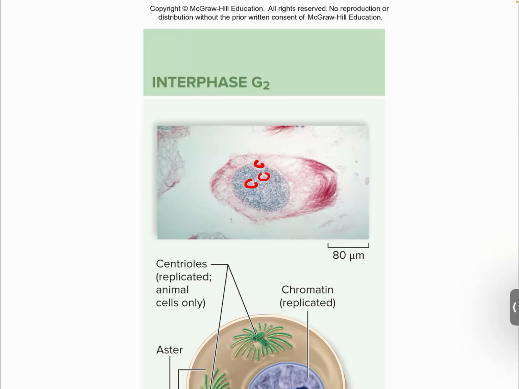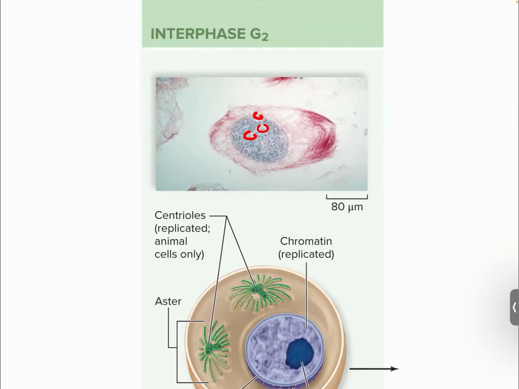What proteins are you making? Well, you're making tubulin, you're making the motor proteins, right? You're making all the proteins necessary for all the structures necessary to be able to do your cellular division. And so that's one of the things happening.